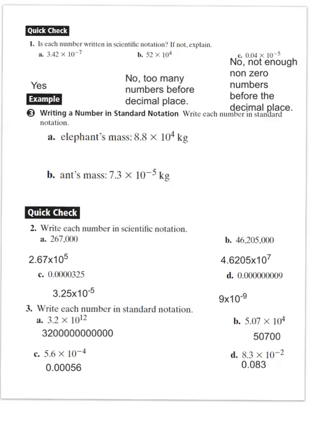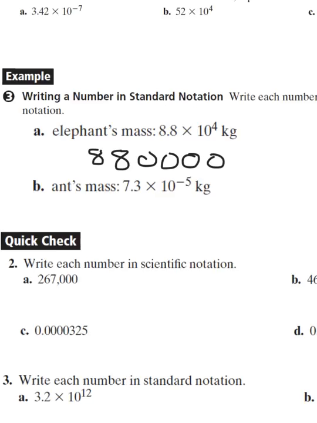So here we have the answers to the quick checks. Go ahead and pause this, and when you're done, check it. We're going to look at example 3 now. Here in example 3, we want to take our number that's written in scientific notation and write it in standard notation, which is normal numbers for those of you. So 8.8 times 10 to the 4th.